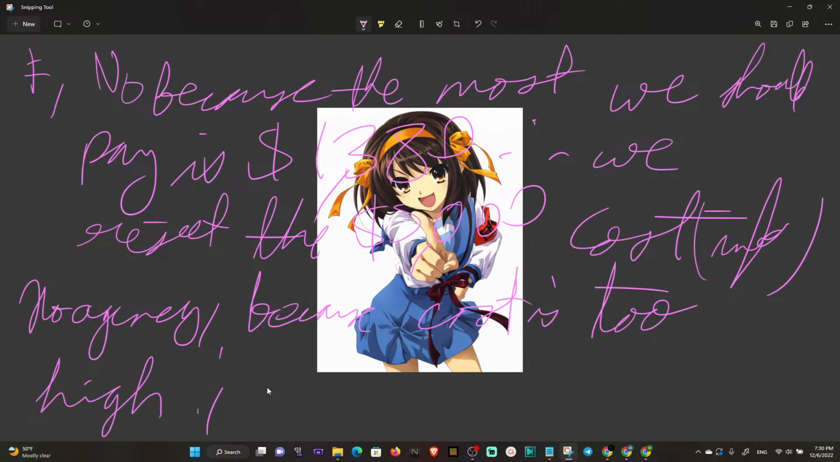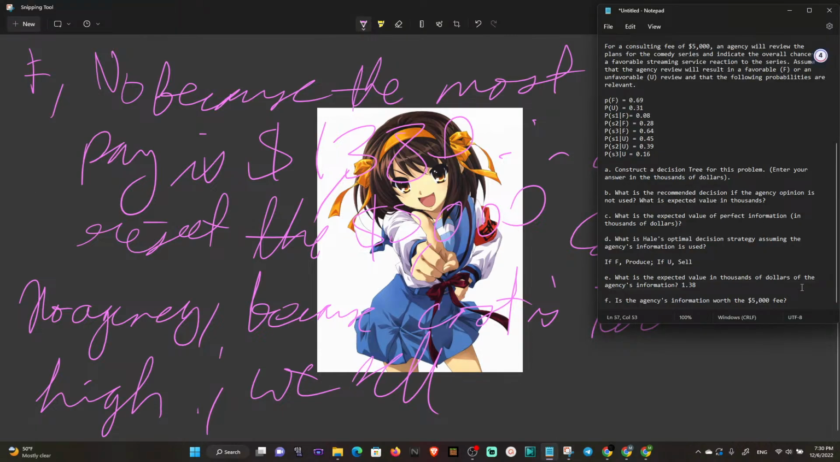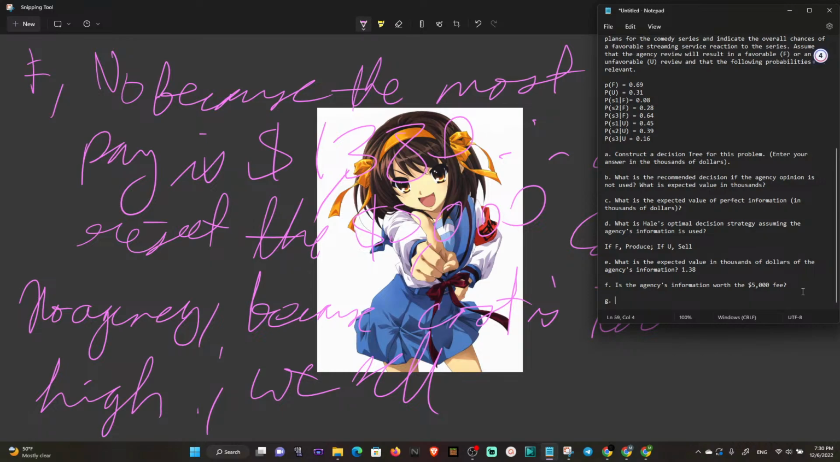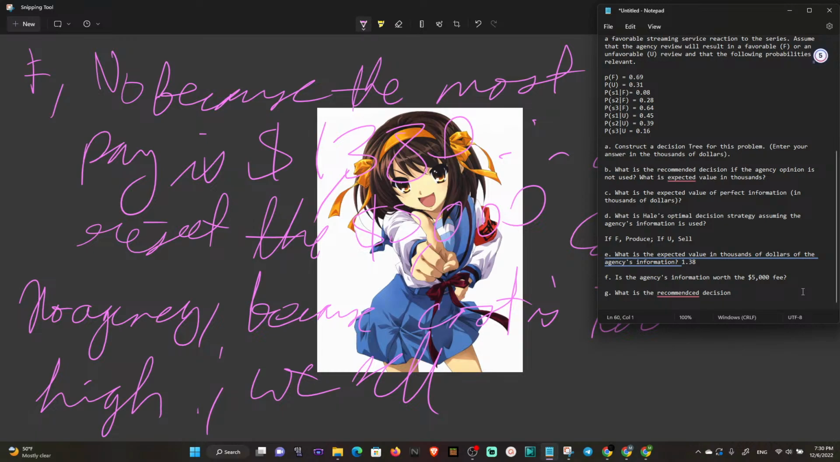Therefore, we sell. And to explain that one, that's for G's, which is what is the recommended decision? Recommended decision is no agency, sell to consumer. Does that make sense?